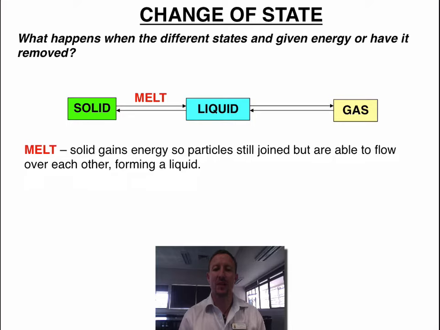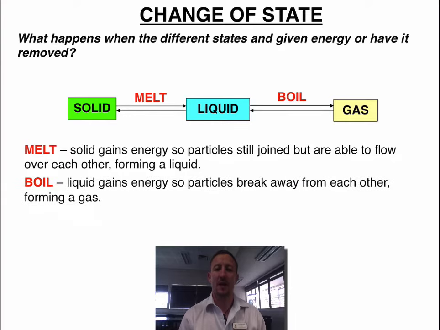The next change of state is when we go from a liquid to a gas. Now we all know that when we turn a liquid into a gas, we boil it. Again, in this case, the particles now have enough energy where they can actually break the bonds holding the particles together. And this produces, again, a specific temperature per material, which will be called the boiling point.